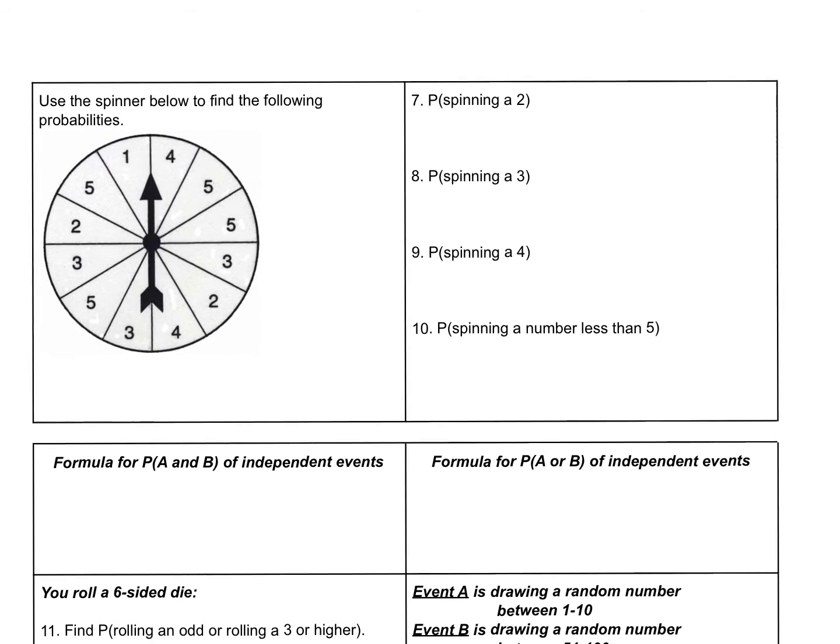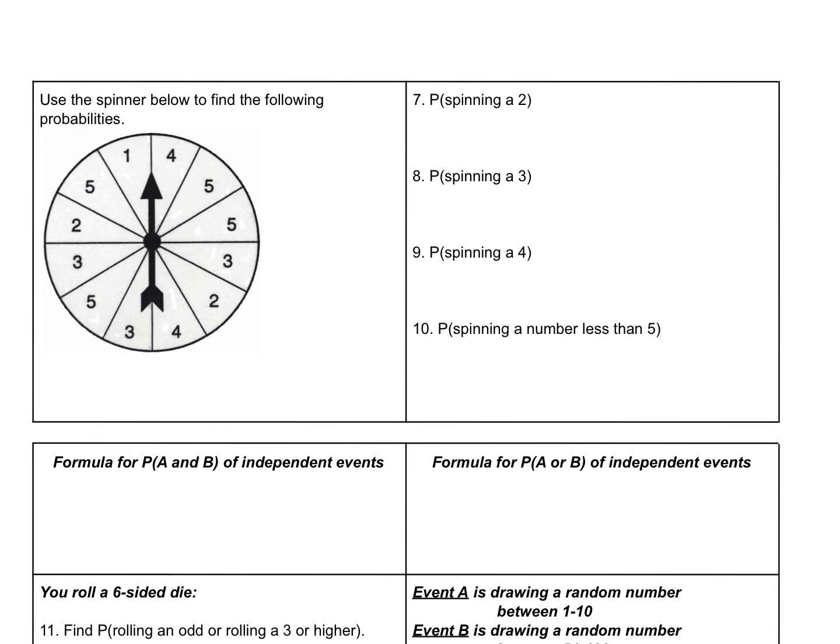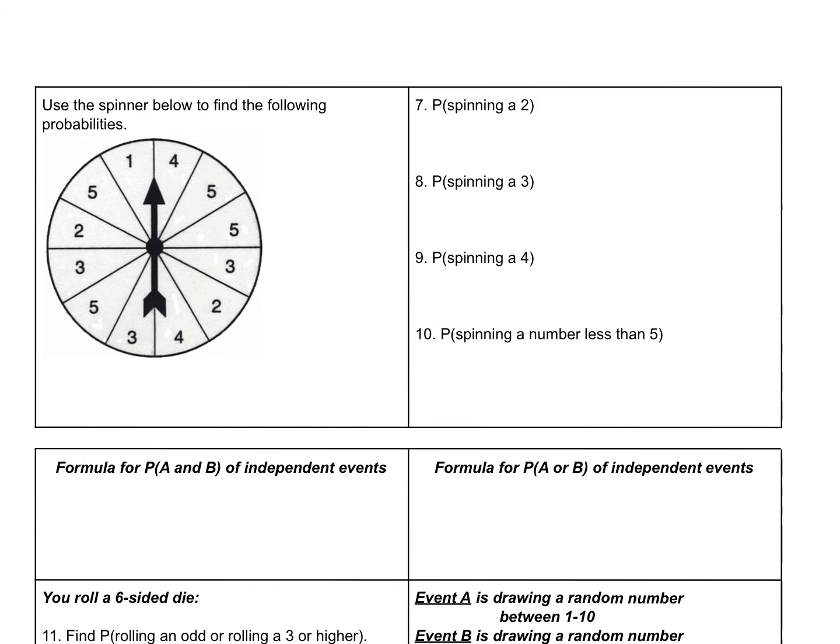So for the next few problems, we're going to use our spinner to find some probabilities. The first thing I do is figure out how many spaces are on the spinner. So there are 12 spaces. That's going to help us for our probabilities. The first probability we want to find is the probability of spinning a 2. So we have to figure out how many 2s are on our spinner. There are 2 2s, which means the probability of spinning a 2 is going to be 2 out of 12, which does simplify to 1/6.